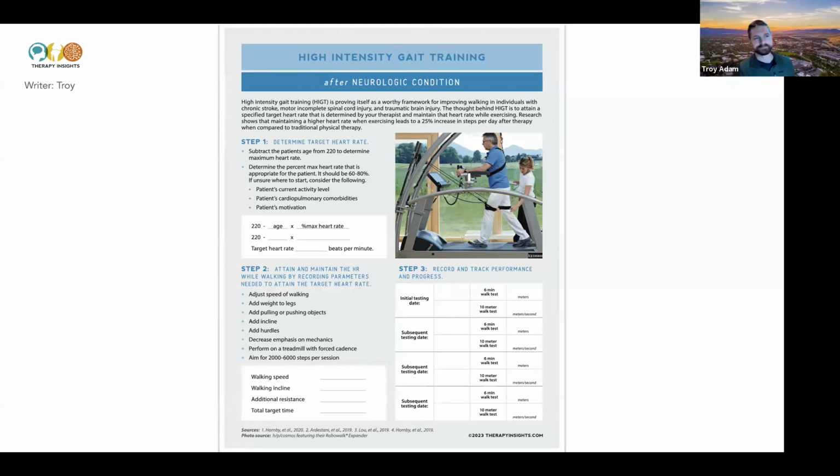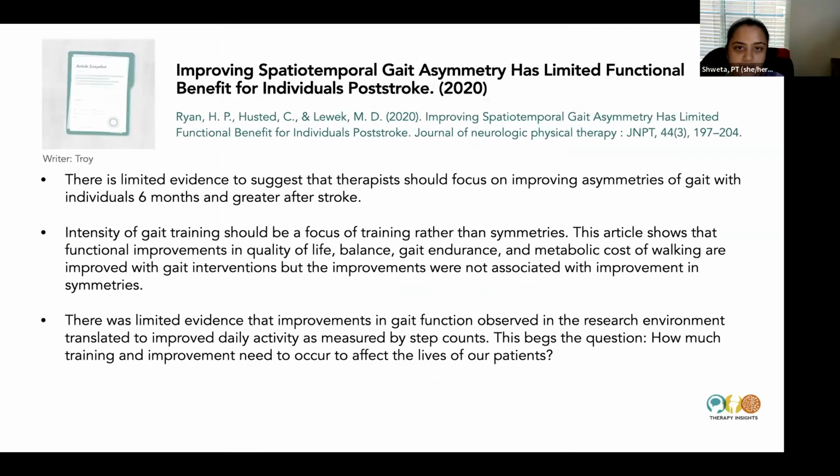Great, well, thanks. We'll move on to the article that you were mentioning, which is related to this particular resource. It's "Improving Spatiotemporal Gait Asymmetry Has Limited Functional Benefit for Individuals Post-Stroke." So I'll let you talk about it, Troy. Yeah, great. So this is one of many articles that this original CPG that I was talking about has looked at, and that APTA's Neurologic section would recommend for literature review and reading.